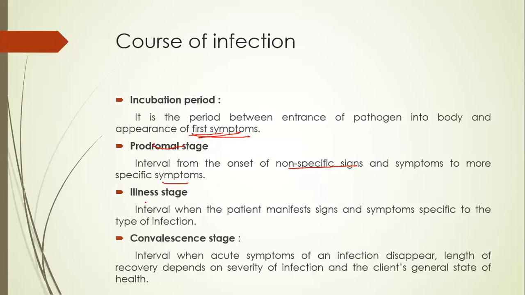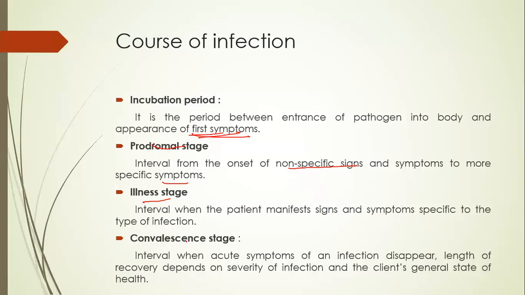Then illness stage. It is an interval when the patient manifests signs and symptoms specific to the type of infection. So illness stage means the patient is actually having a severe form of infection. In that stage, the patient will show only the specific patterns of symptoms according to the infection.